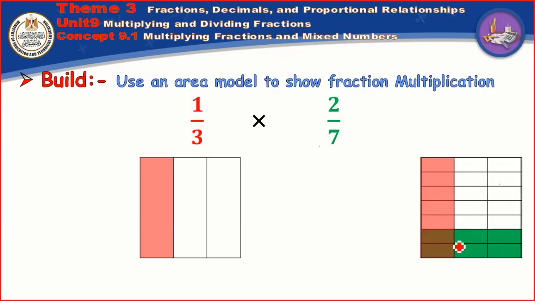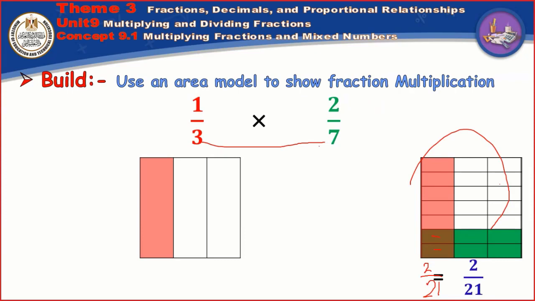Now count with me. How many parts shaded? 2. The 2 parts are dark shaded. So 2 is the numerator. And in the denominator, how many parts in all? 7 times 3, excellent. Where did I get it from? Denominator by denominator. So how many? 21. Okay, the answer is 2 over 21.